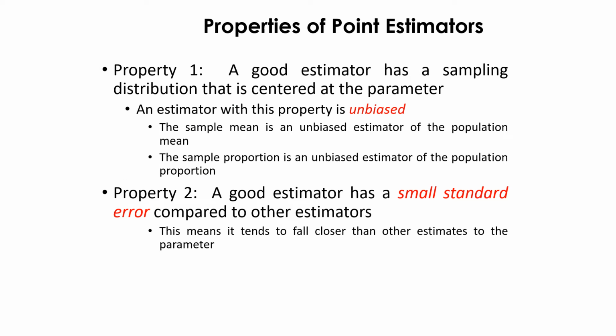Properties of point estimators. There are two types of properties. One, a good estimator has a sampling distribution that is centered at the parameter. An estimator with this property is unbiased. The sample mean is an unbiased estimator of the population mean, and the sample proportion is an unbiased estimator of the population proportion. Property 2, a good estimator has a small standard error compared to other estimators. This means it tends to fall closer to the parameter than the other estimators.